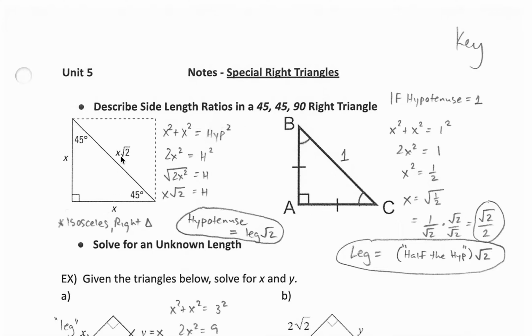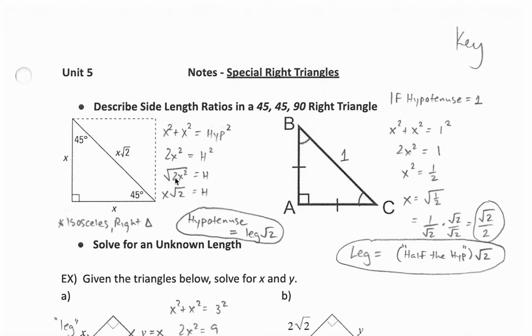So here are the ratios that always apply to this type of triangle, and we can use the Pythagorean theorem to prove this. If we know that two of the sides are the same length, and we say that each of them is x, then using the Pythagorean theorem, one side squared plus another side squared should equal the hypotenuse squared. We know that x squared plus x squared is 2x squared, and the hypotenuse squared we'll just call h squared. To solve for h, we're going to square root both sides. So that turns into the square root of 2x squared.